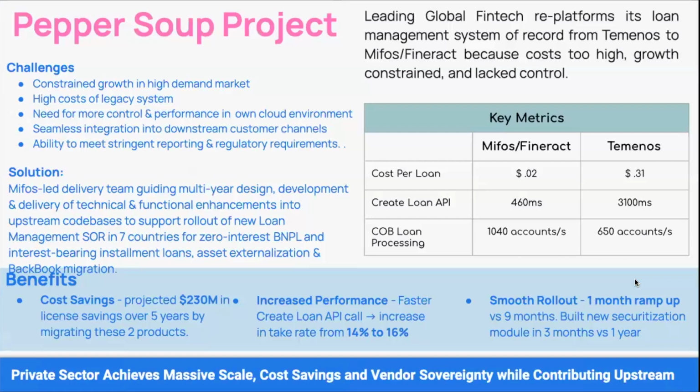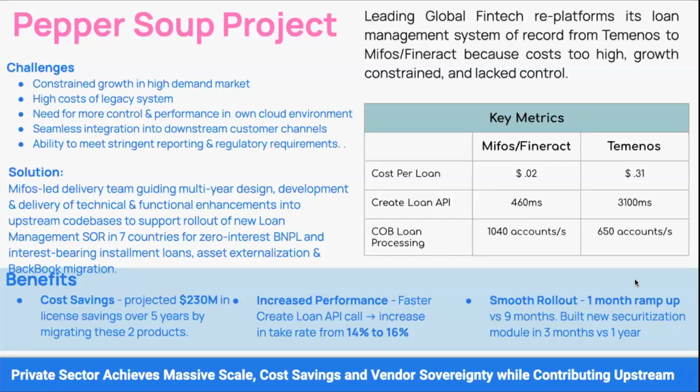So I think we've referred to the Pepper Soup project in the past before, but luckily the Mythos initiative has had the fortune of working with this customer over the past several years. And so we were reached out to by this leading global fintech who had the need to replace their loan management system of record because their legacy system, Temenos, was inhibiting their growth and decreasing the performance of their operations. The high cost of the system, as well as the lack of control and flexibility they had, were really constraining their growth of BNPL loans in one of their highest growth markets.